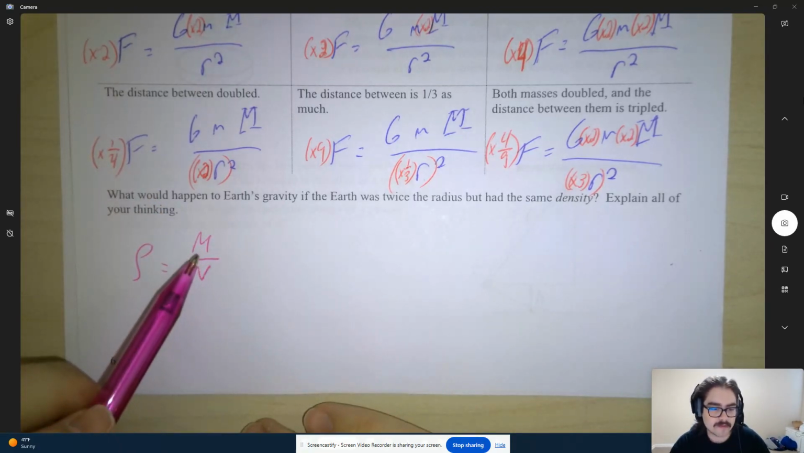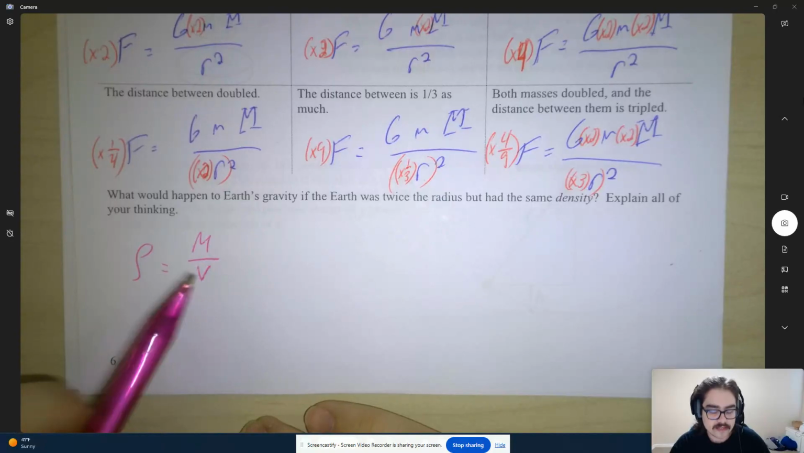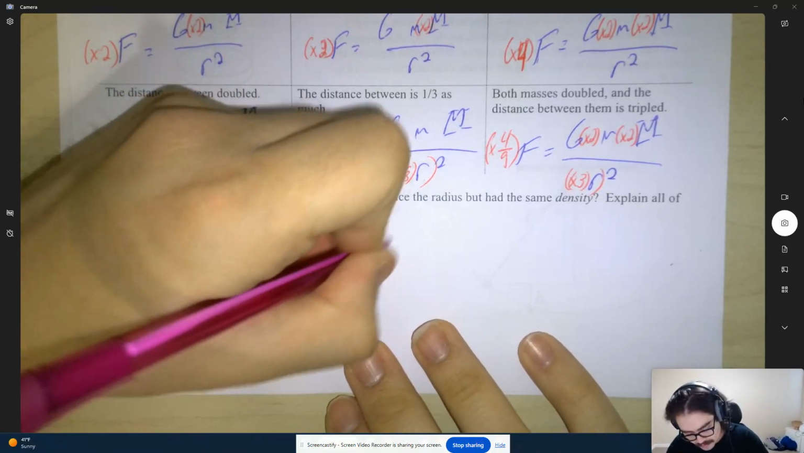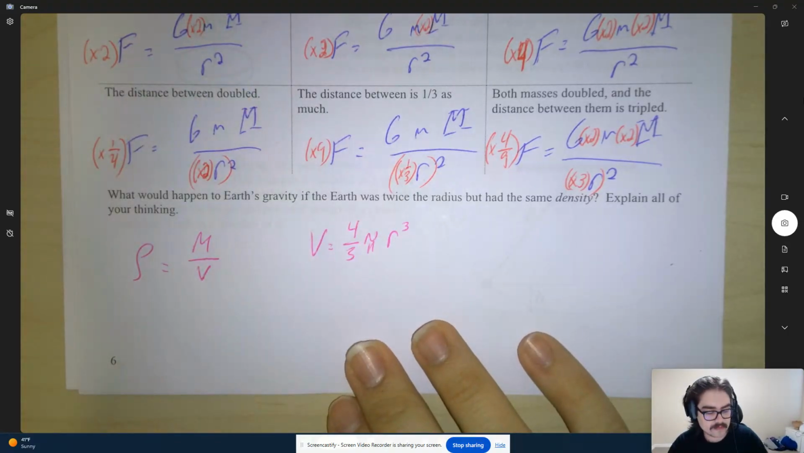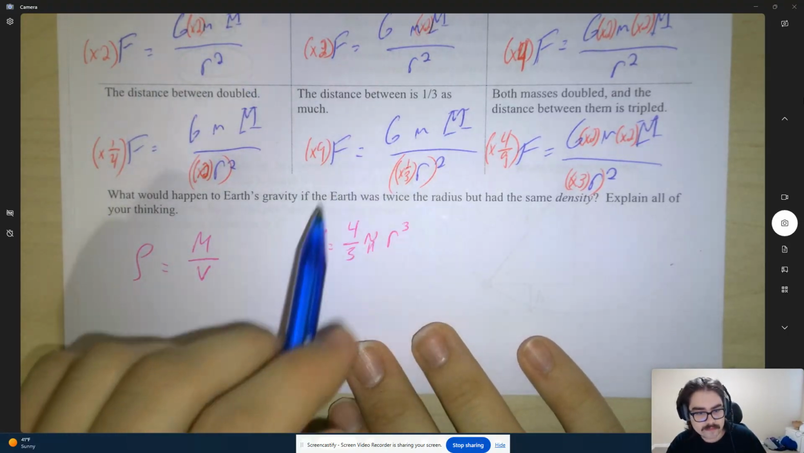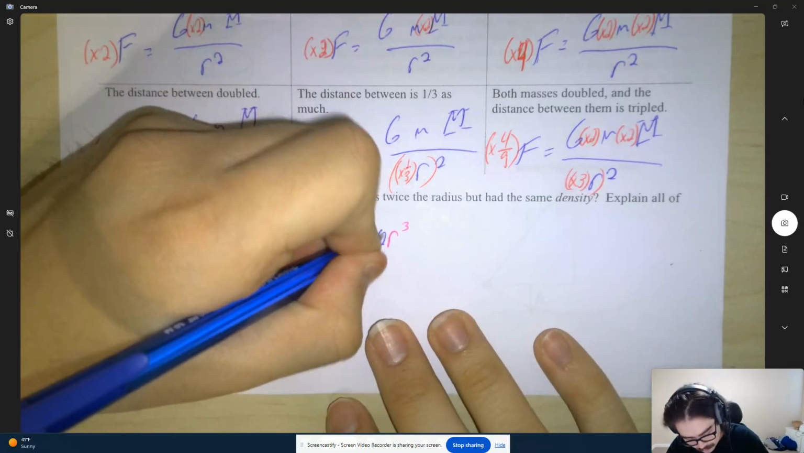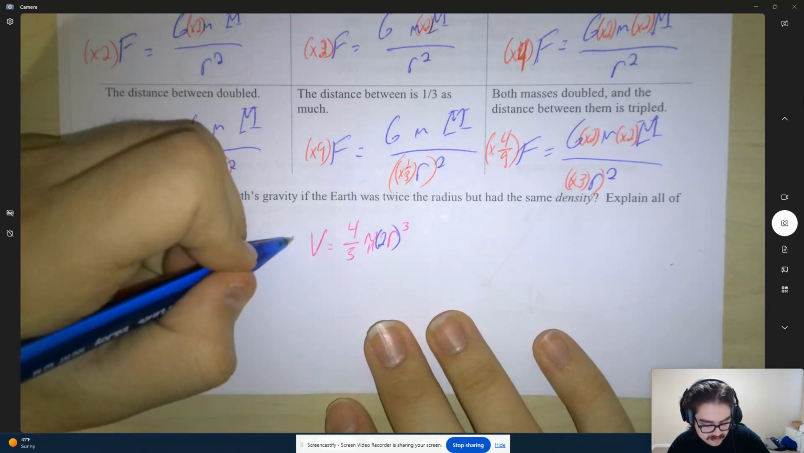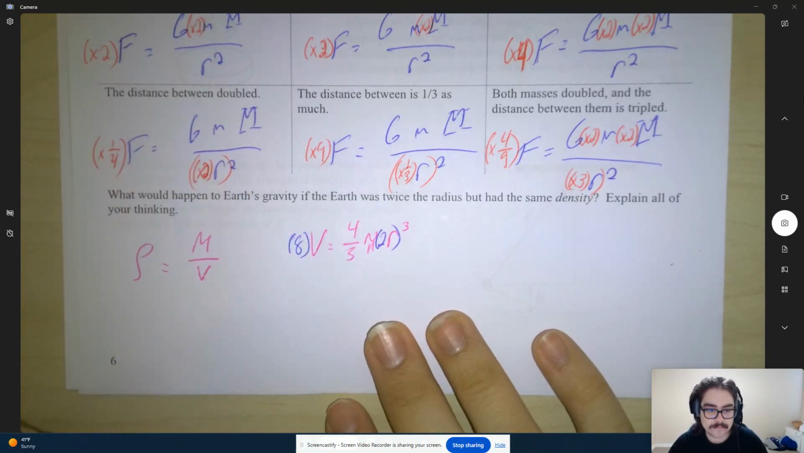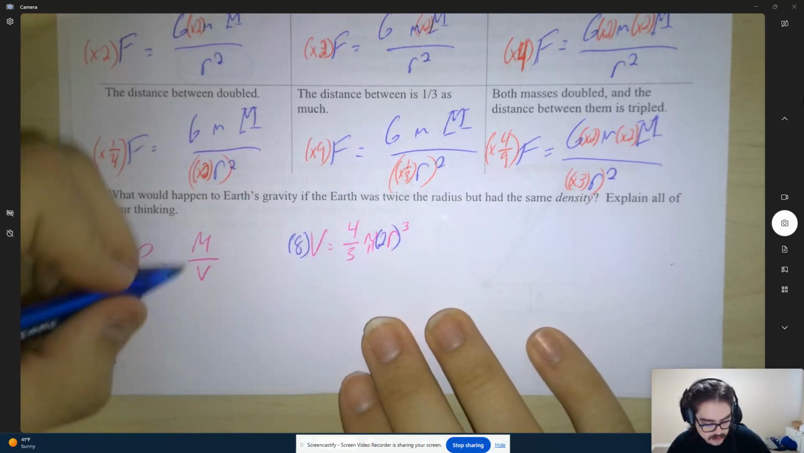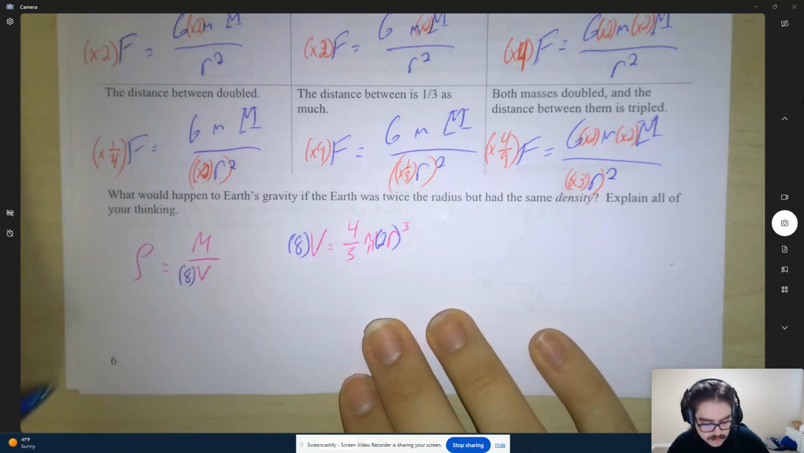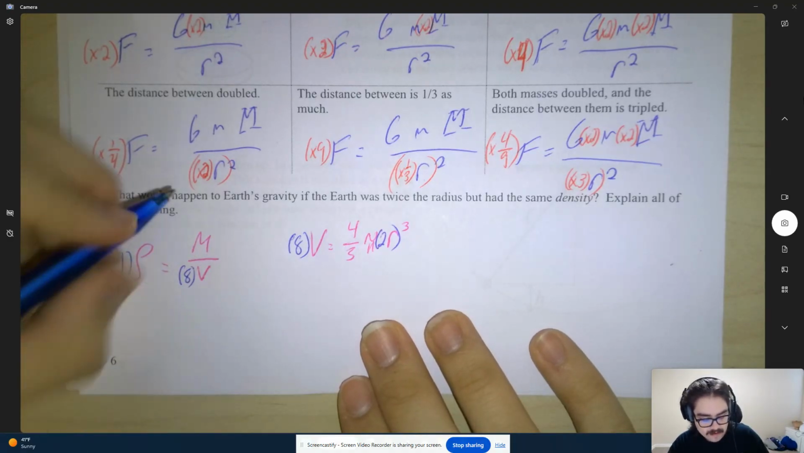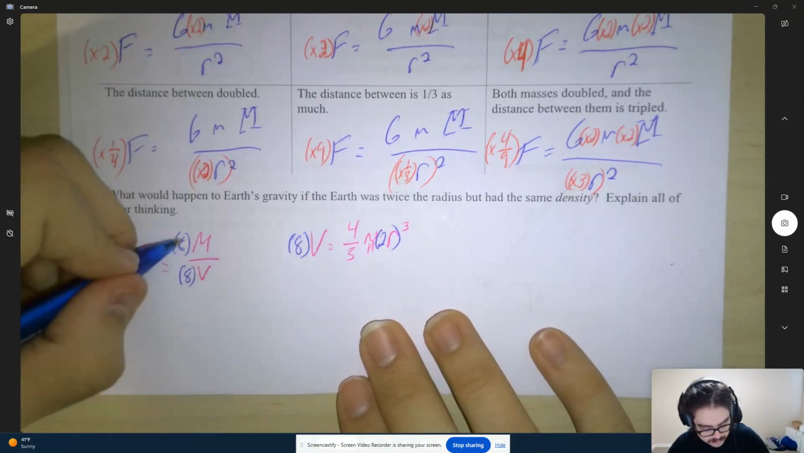Now, I don't know how much my volume is going to change by, so I need to do that first. The volume is 4/3 pi r cubed. Well, r is going to be twice what it was, but that has to be cubed. So 2 cubed gives me 8. That means in my density equation, my volume is 8 times what it normally is. If I want my density to stay the same, then I need my mass to be 8 times what it was as well.